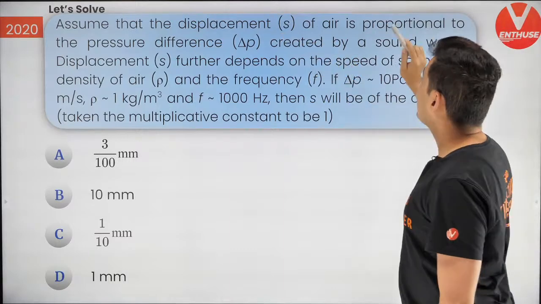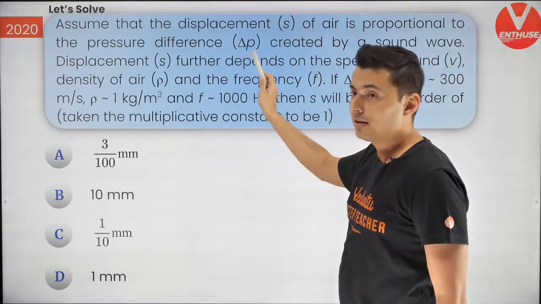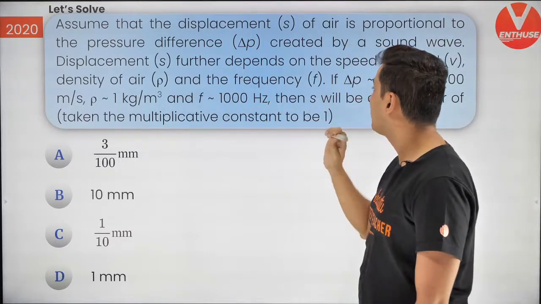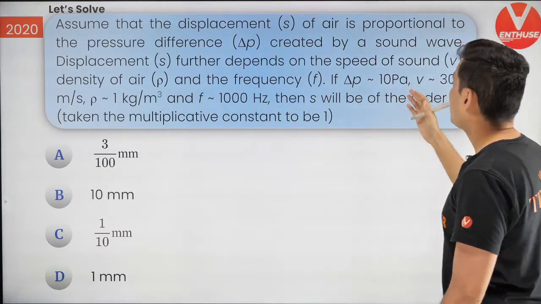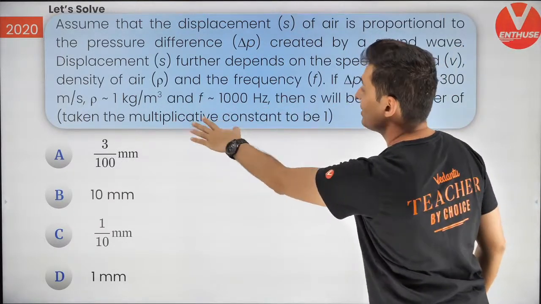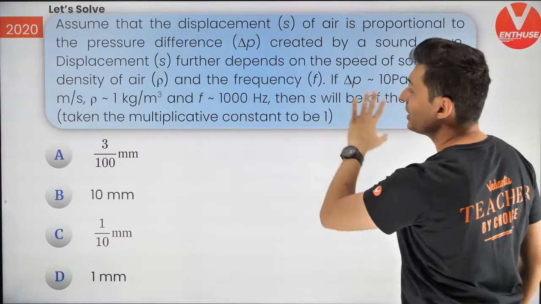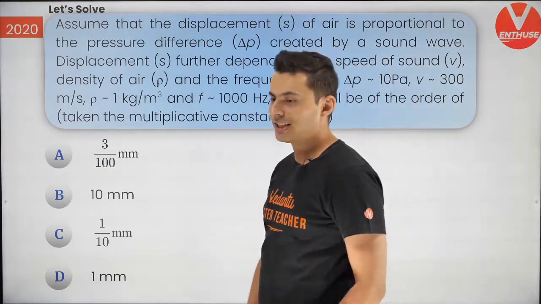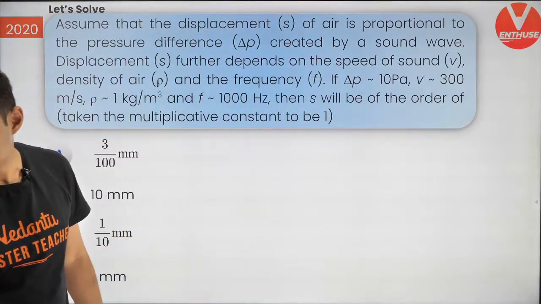Now, displacement is proportional to pressure difference, and displacement also depends on density and frequency. If the change in pressure is this much, rho is this much, and frequency is this much, then what is the displacement? Very good question. Let's see how to do this.